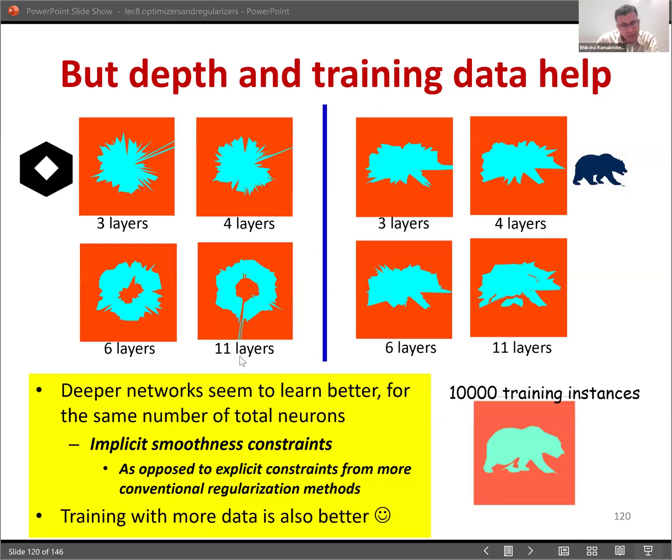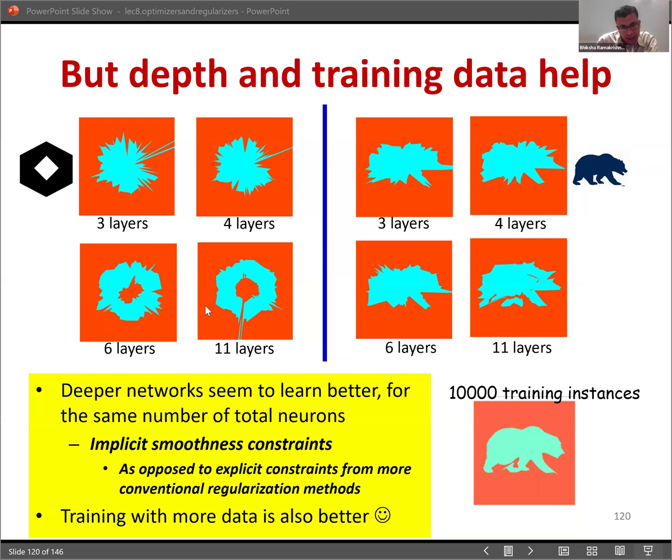But then, if I take the same network with 660 neurons, here's a decision boundary. If I arrange the 660 neurons in 3 layers of 220, here's the decision boundary it learns. This is 4 layers of 115. Here's the decision boundary it learns. This is 6 layers of 110. This is what it learns. 11 layers of 60. This is what it learns.